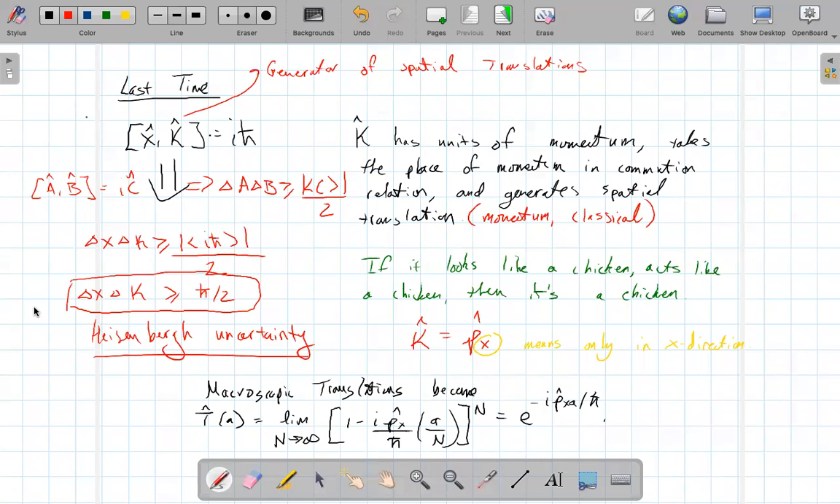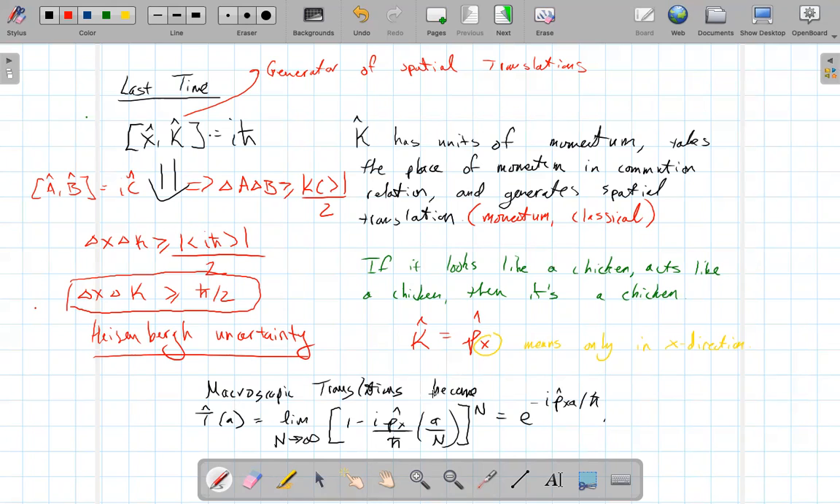So good. So that's the gist of all this. Again, if it has the units of momentum, takes the place of momentum, and it's a generator of translations, then if it looks like a chicken, acts like a chicken, then it has to be a chicken. So in this case, we can identify K with the momentum operator, where here I'm writing it as P sub X, where X only means that it's the momentum operator in the X direction. For now, since we're only working in one dimension, writing the sub X is not quite necessary. But when we get into multiple dimensions, we will definitely need some sort of subscript on here because we're working in the X direction, Y direction, and then Z direction.